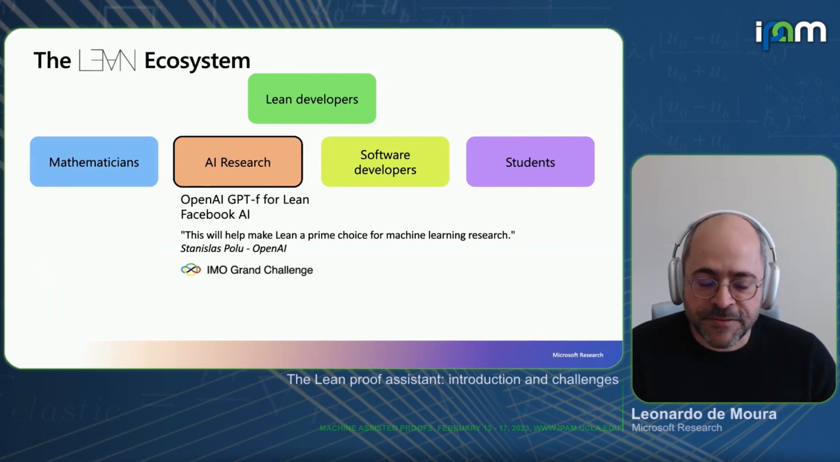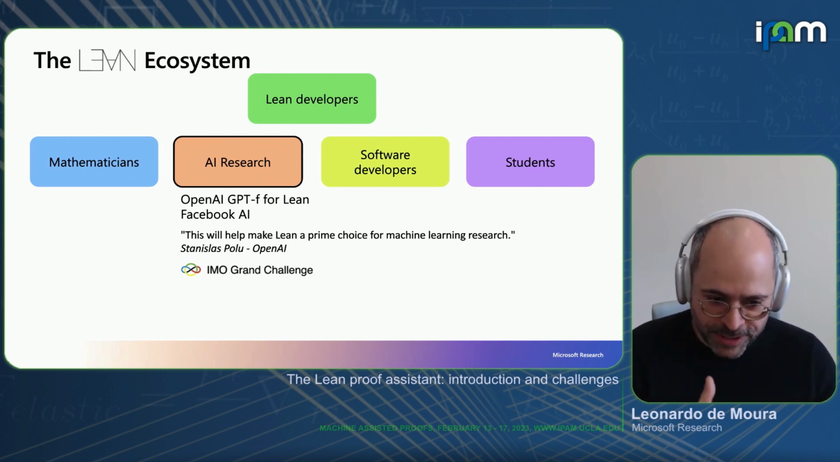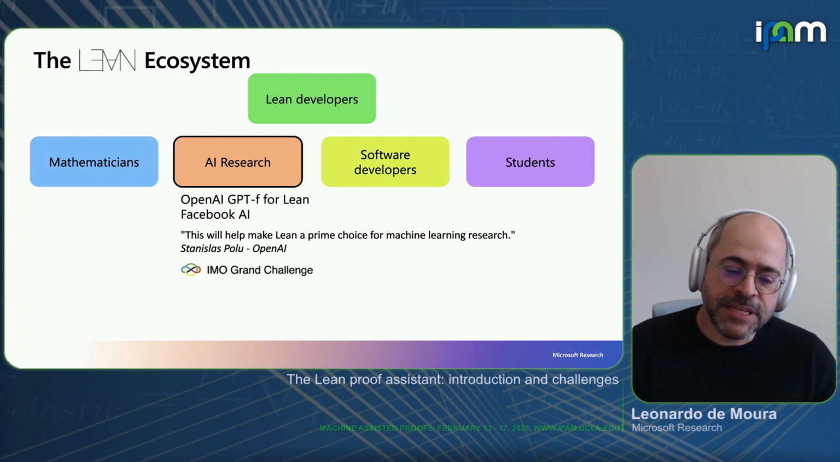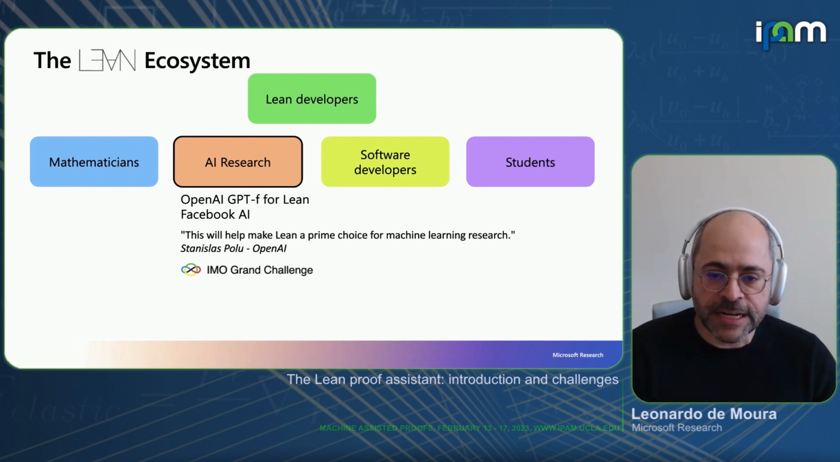Another part of the ecosystem is AI research. Both OpenAI and Facebook AI have developed AI assistants for Lean. There is the IMO Grand Challenge. The goal is to create a system that will get a gold medal in the IMO. Right? For example, OpenAI was trying to achieve this goal by building a math assistant on top of Lean. We think this kind of effort is really interesting, and we want to support that with Lean.